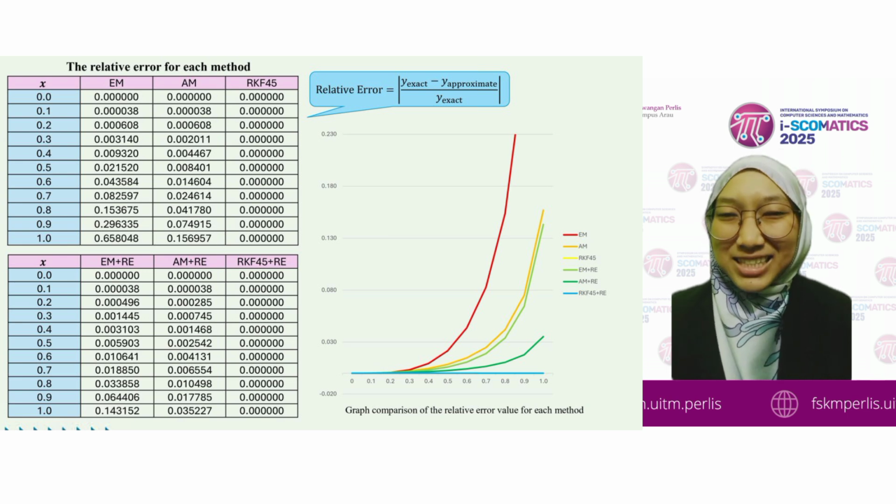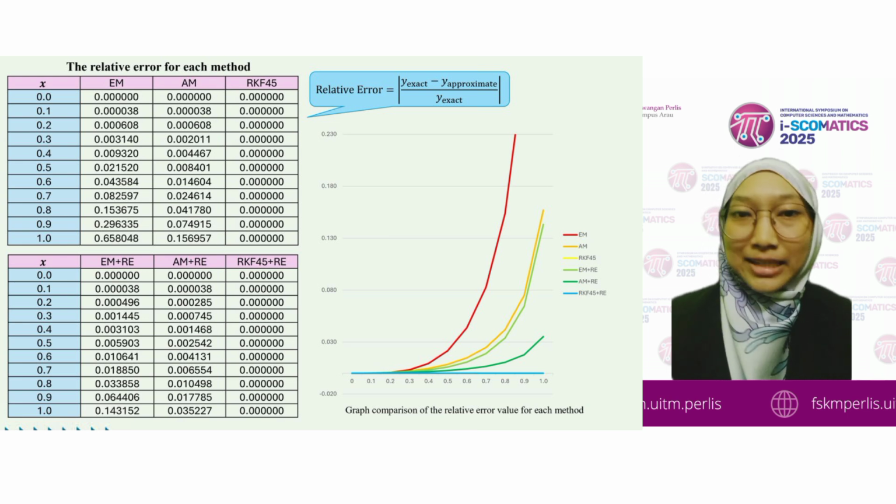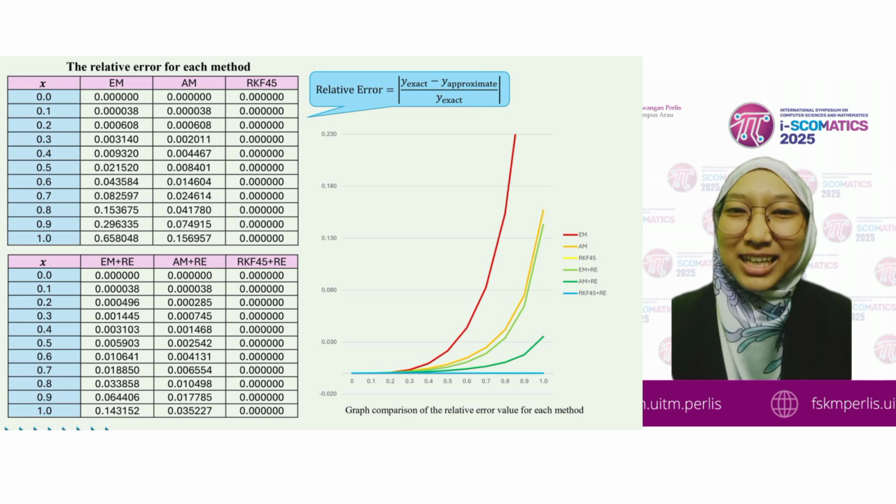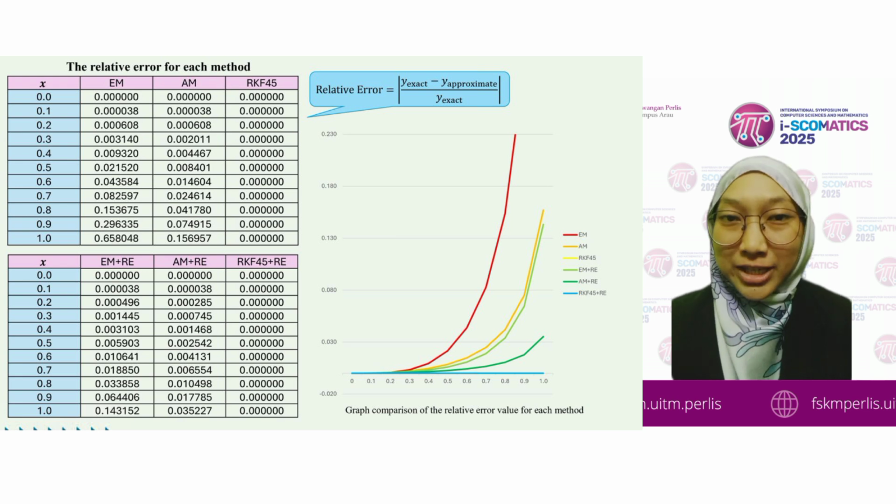From the graph, we can see that the Euler method is the least accurate. Its error curve moves further away from the x-axis, indicating larger deviations from the exact solution. Meanwhile, the Adams-Moulton method shows better accuracy compared to Euler, but there are still slight deviations.